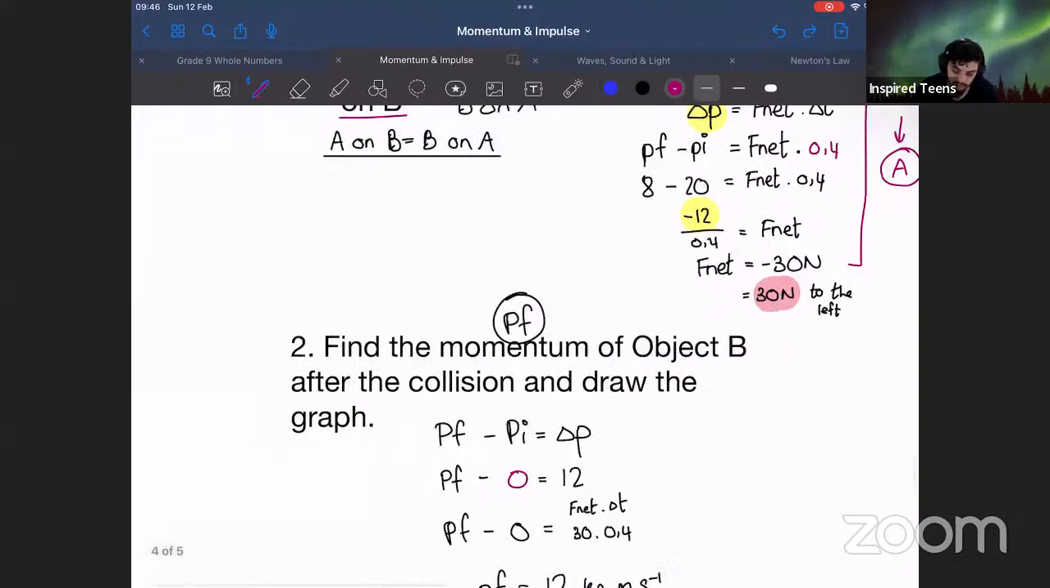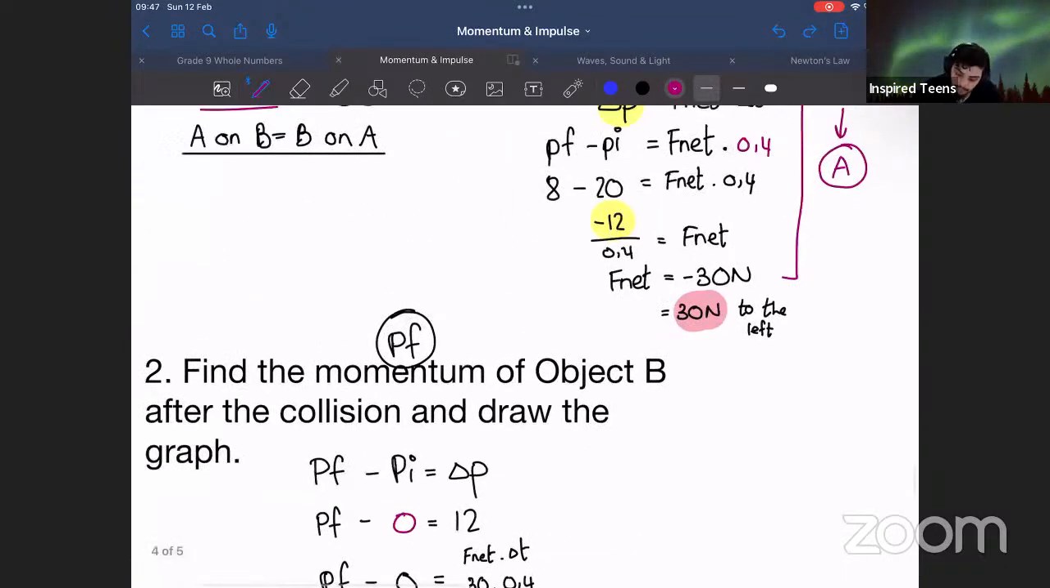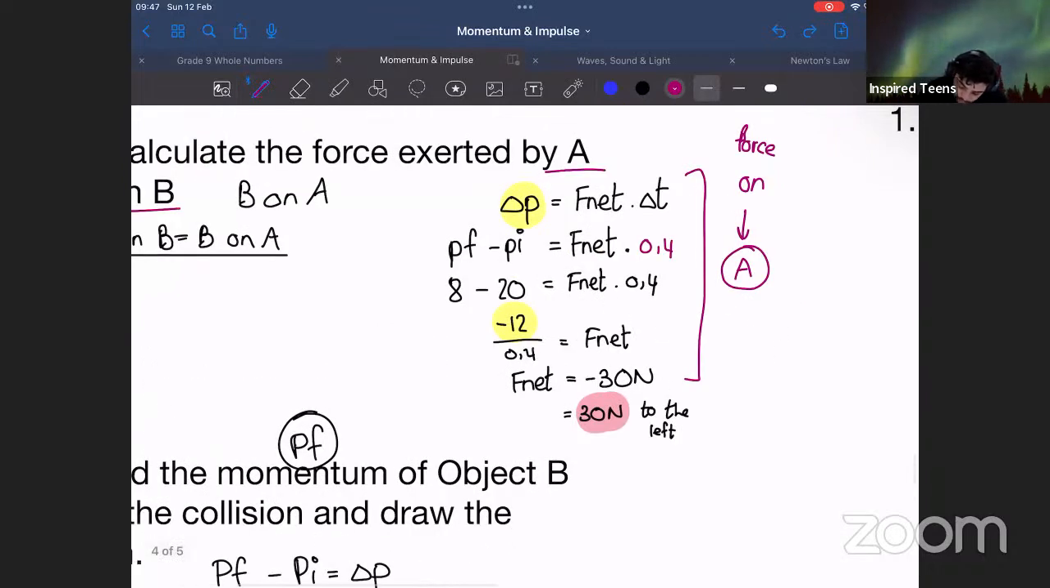Okay, just to clarify number two, there's another question: why is this positive? Okay, so remember that for the net force acting on object A, we got negative 30, and for the impulse on object A, we got negative 12. Both of them we got negative, right?